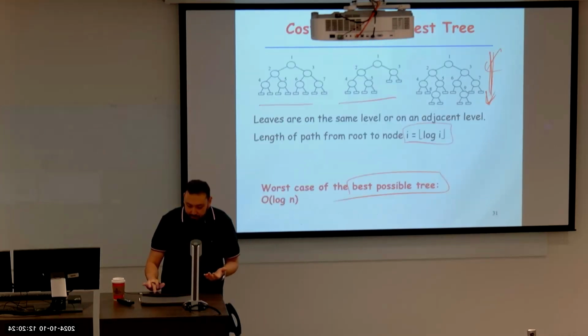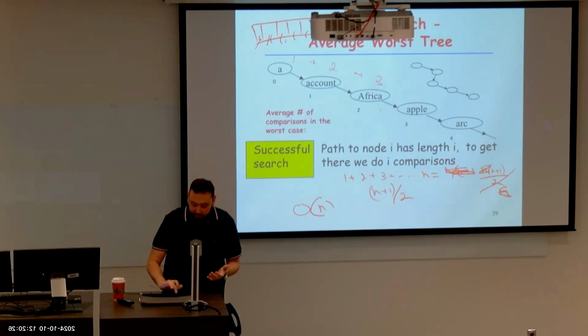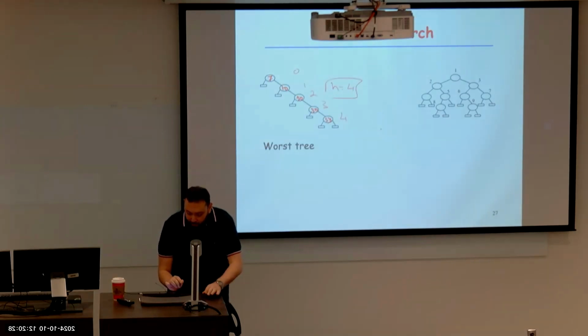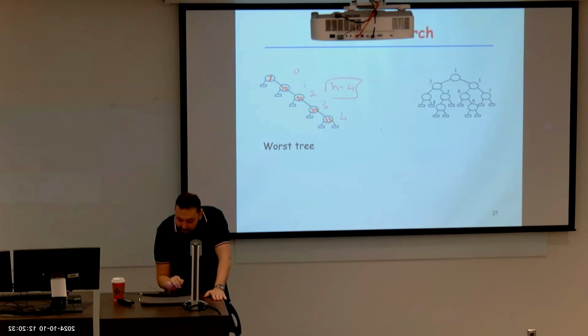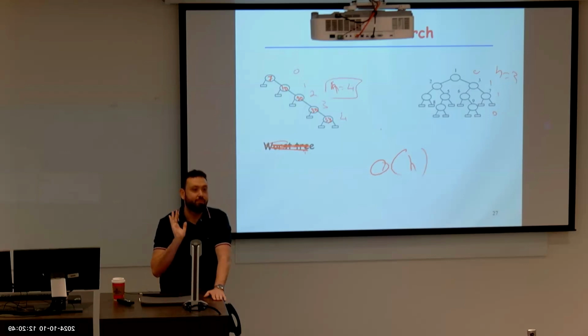No. So what is depending on this? Forget the word worst or best tree. Why is this worst tree? Because H is equal 4. And this is H equal to what? 0, 1, 2, 3. So what are we depending this on? On H. So can I say it's O of H? This will give you a general answer for binary search tree.